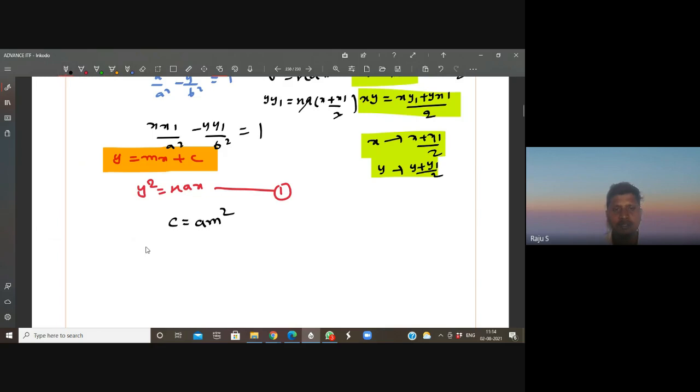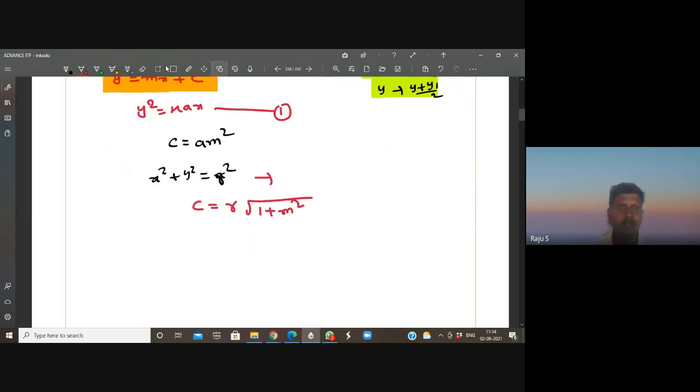y is equal to mx plus c is a tangent to the circle x square plus y square is equal to a square, or r square, your wish. So what is the tangency condition here? The tangency condition is c is equal to plus or minus r into root over 1 plus m square. Am I right? Whether you remembered or not, these tangency conditions are very important.